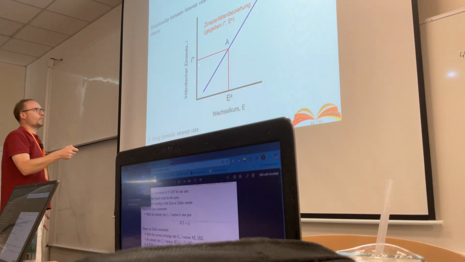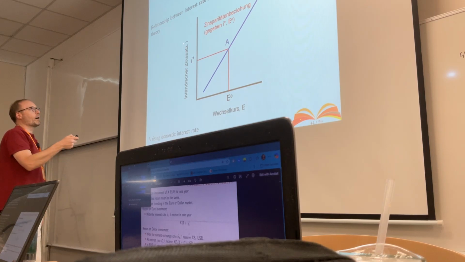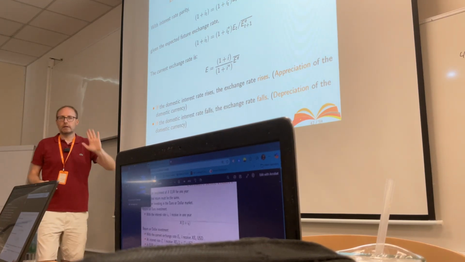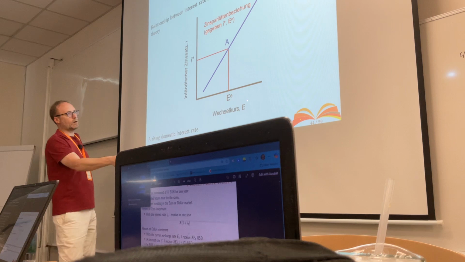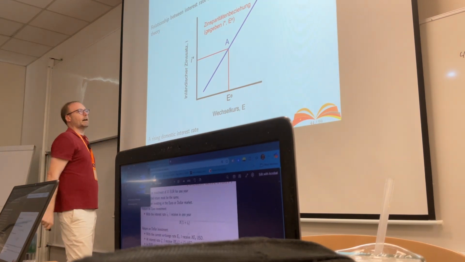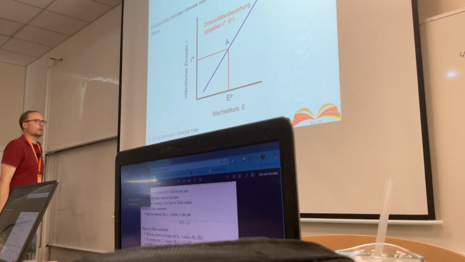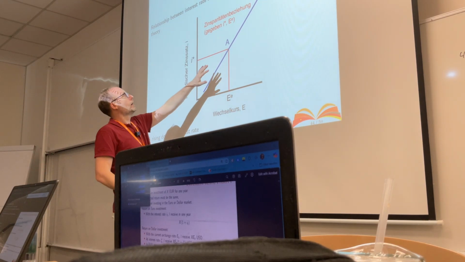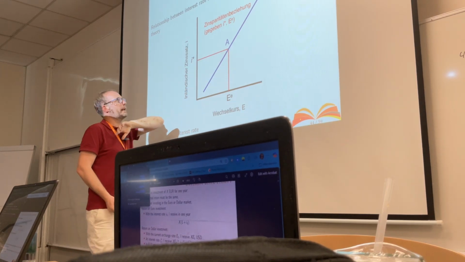Right, so we can start off in a position, let's say this point A, where our interest rate is equal to the foreign interest rate. If I is equal to I star, then the current exchange rate is equal to this anchored future exchange rate. So the current exchange rate is simply equal to the expected future exchange rate. So this would be like starting off in an equilibrium.